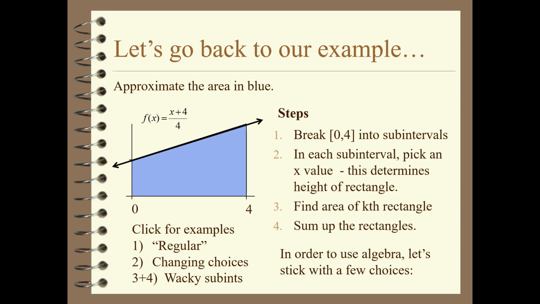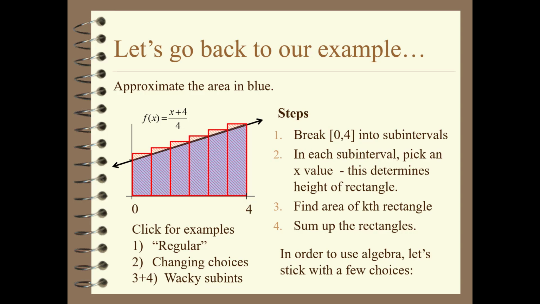Suppose we go with a regular one. That means all the subintervals would be equal length. And I'll pick the right endpoint in every single subinterval. That would generate these rectangles. I would then find the area of those red rectangles, and that would be an approximation then to the area in blue. It's clearly an overestimate.